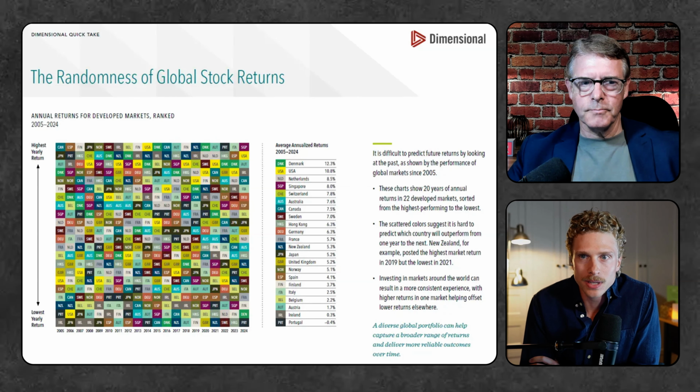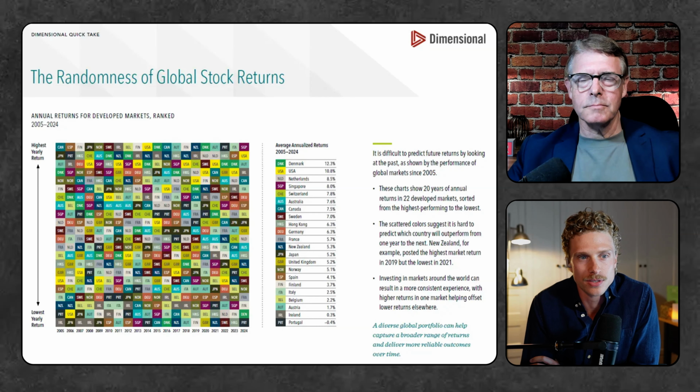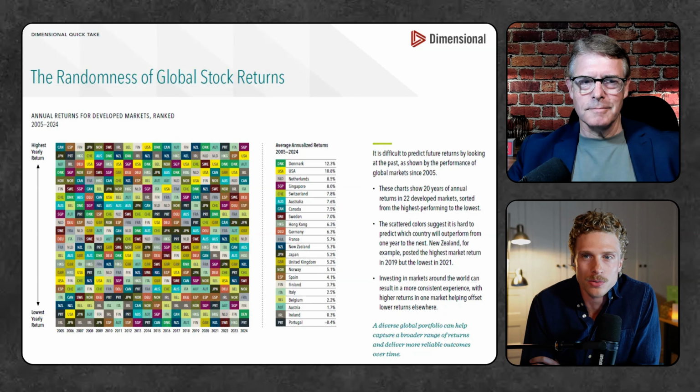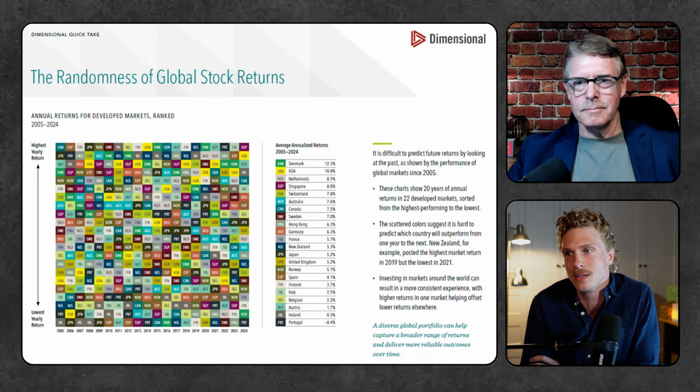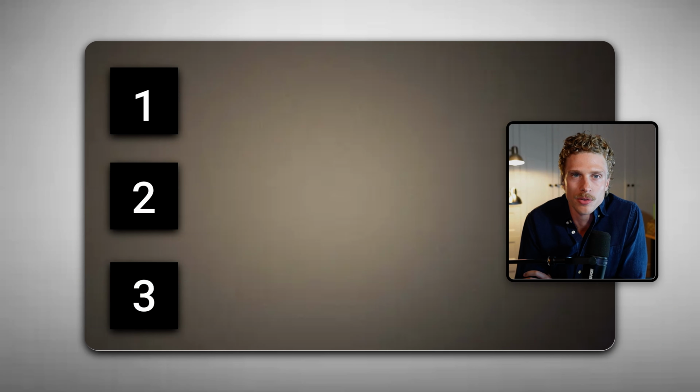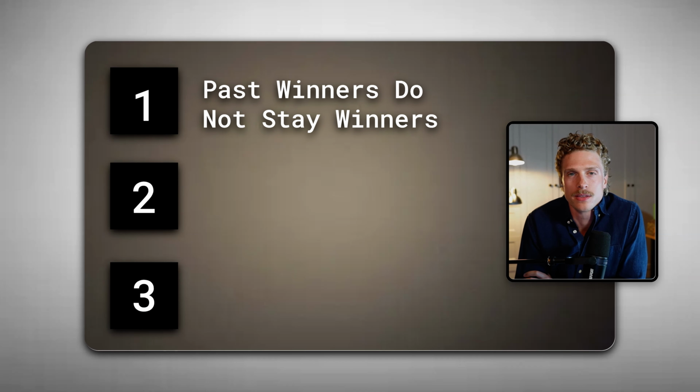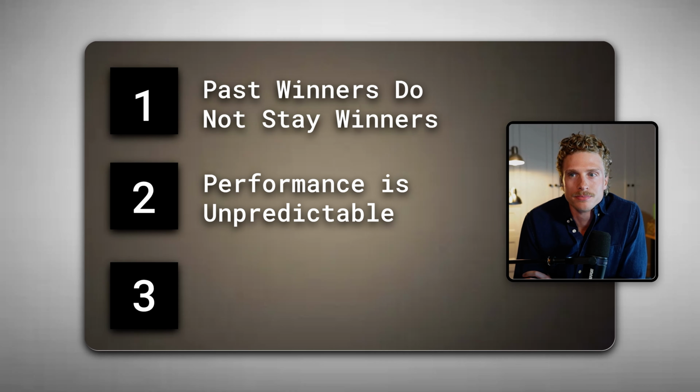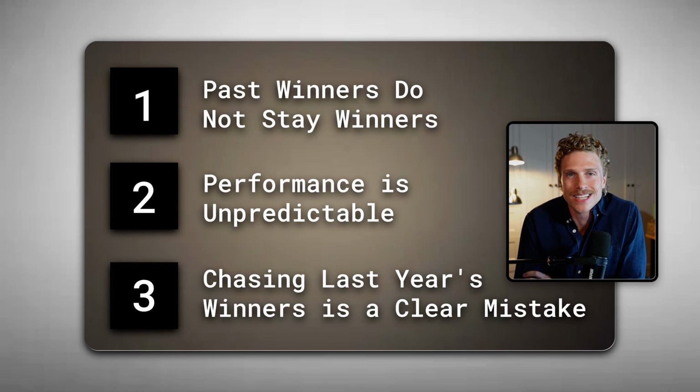So as we can see, for example, there's no predictable pattern. It's just a straight up Skittle mess. And so if we look at New Zealand, highest returner in 2019, but the lowest in 2021. Denmark was the highest in 2015 and the lowest in 2016, there in green. So what can we say about this? Past winners don't stay at the top. Performance is unpredictable year by year, and chasing last year's winners is a clear mistake.